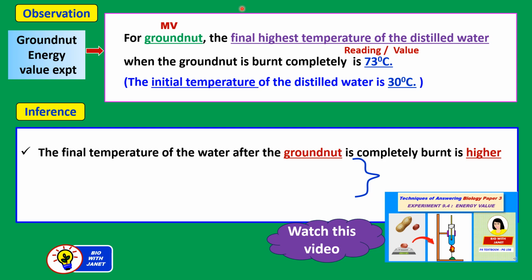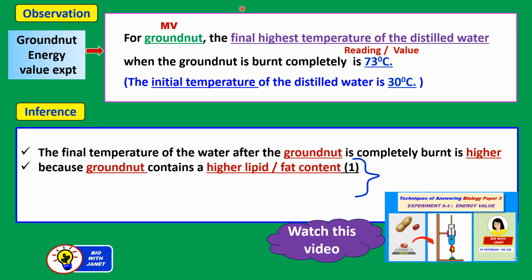Let's look at this. The final temperature of the water after the groundnut is burnt is higher than for other food samples. Because, now here's your main MV, the groundnut contains a higher lipid or fat content. 1 mark. Releases more energy, fats release more energy when burnt, right?